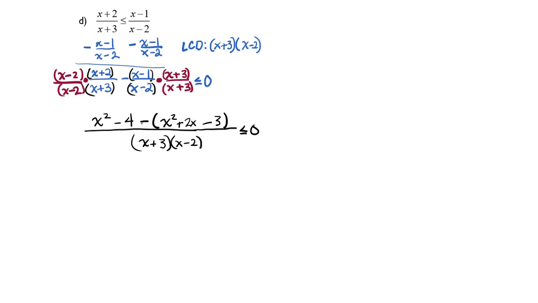Distributing the negative sign and combining like terms will give me x squared minus 4 minus x squared minus 2x plus 3, all over x plus 3 times x minus 2. Notice these are already binomials, and they're already factored in the denominator, so don't FOIL the denominator. That's just one extra step, because then you'll have to factor it again.